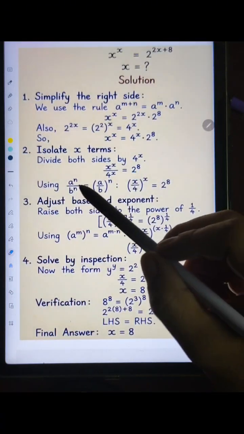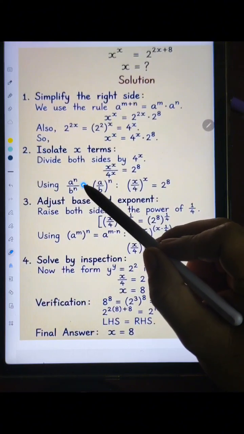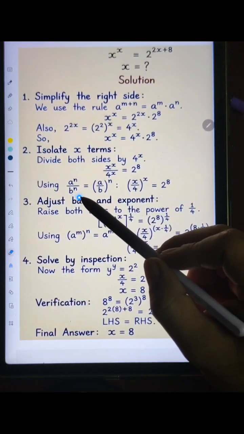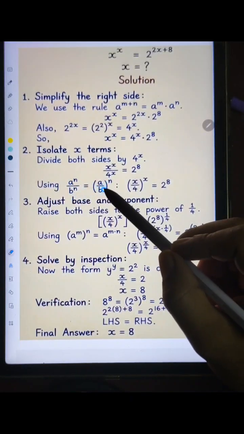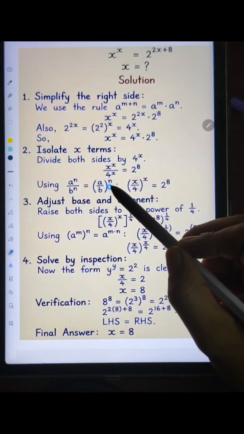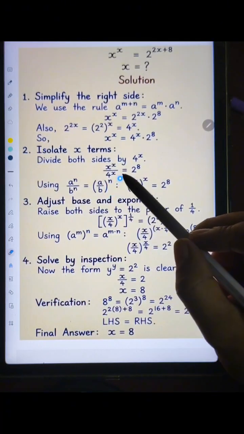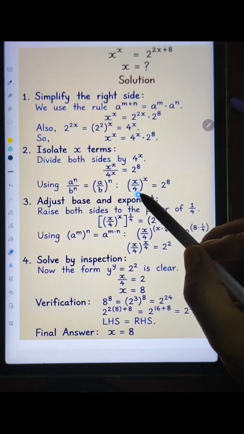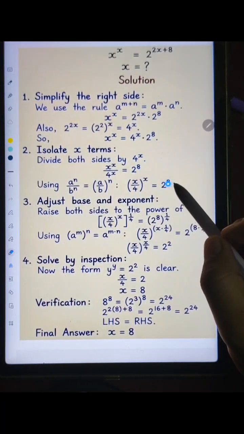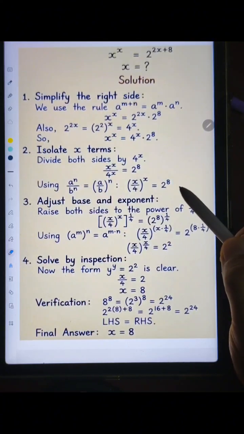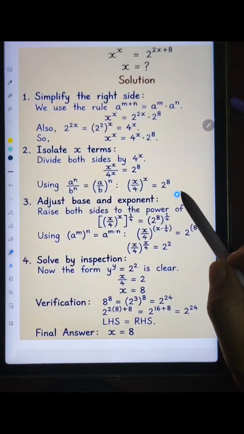Now, we are going to use this law of exponent. If you have a raised to n divided by b raised to n, they have the same power or exponent. This can be expressed as the quantity a over b raised to the power n. Now, using this, the left side of the equation becomes the quantity x over 4 raised to x, and the right side of the equation is retained.